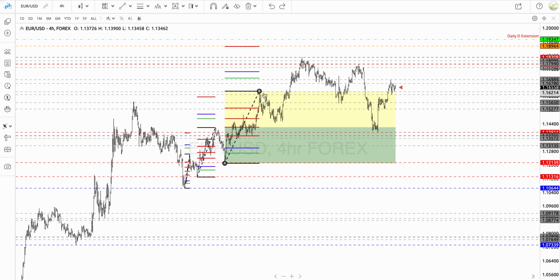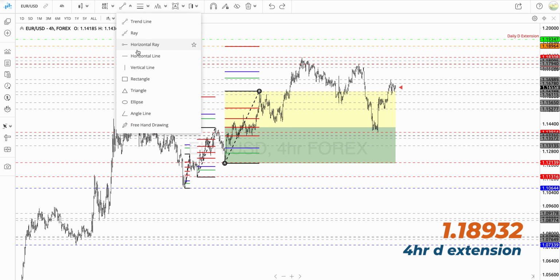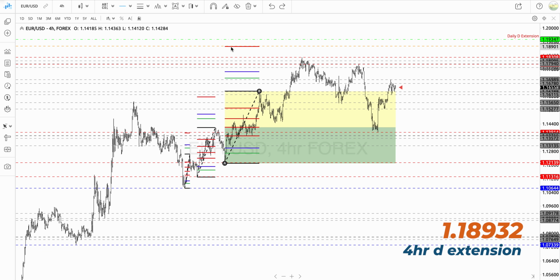So as you can see, the D extension was hit. A swing high was formed. This fib is now complete. So our active fib is A low, B high. And then we pull back, it looks like, to 618. D extension is at 118932. But because we hit a D extension, I need to start looking the other way.